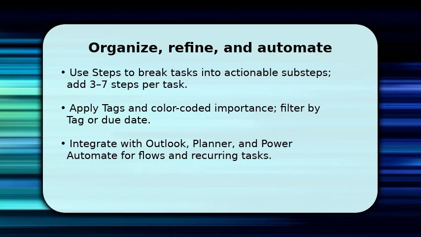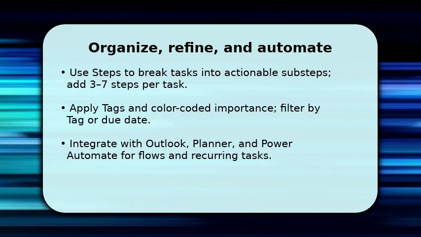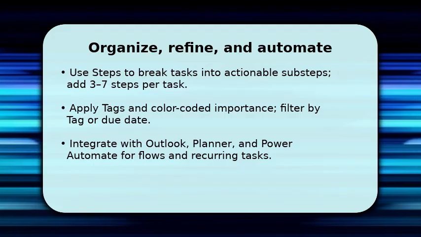Make consistent tags like email, call, and errand, then filter your view to batch similar work. Also set up recurring rules for weekly tasks and connect Microsoft To Do with Outlook and Power Automate to create emails as tasks or automate task creation from forms. These middle steps convert raw tasks into reliable.